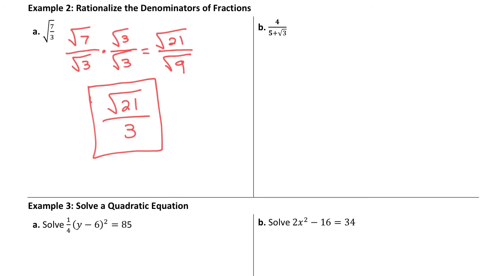In part B, this is a little more tricky. So I'm going to rewrite the entire fraction, and to rationalize this denominator, we have to write the conjugate of 5 plus square root of 3. So the conjugate of 5 plus the square root of 3, all it is, is 5 minus square root of 3. So what we have to do is multiply the top and the bottom by this conjugate.